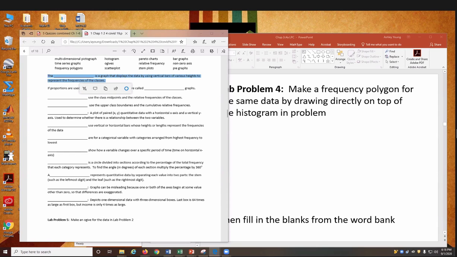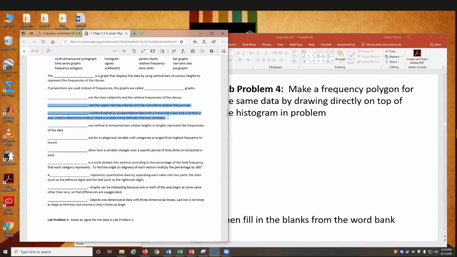Group one? Anyone from group one? Okay. Sorry. I put the histogram is a graph that displays the data by using vertical bars of various heights to represent the frequencies of the classes. Perfect. Group two, next one. If proportions are used instead of frequencies, the graphs are called relative frequency graphs. Perfect. Next one, group three. I'm sorry, what did you say it was? Frequency polygon? Yes, great.